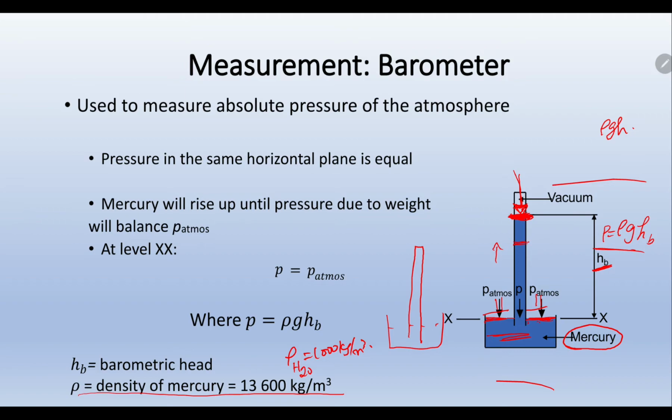Let us say the h due to mercury is 1 meter. What do you think is the distance to which water will rise? This is water. Do you think the h due to water will be higher, or will it be lower than 1 meter? What do you think? Let me know.